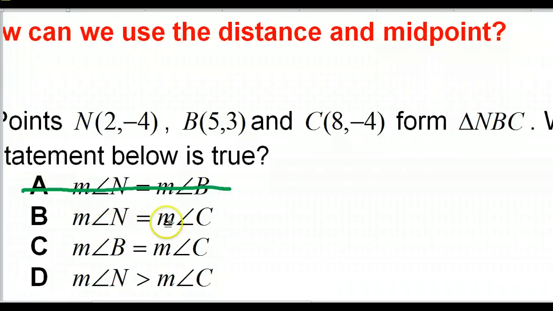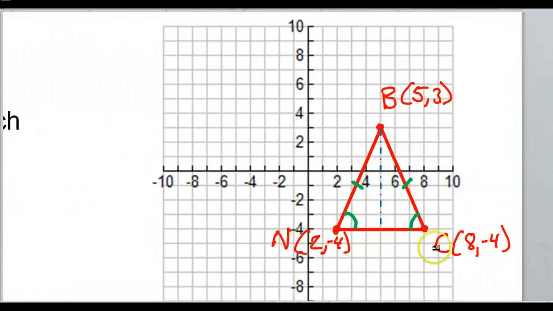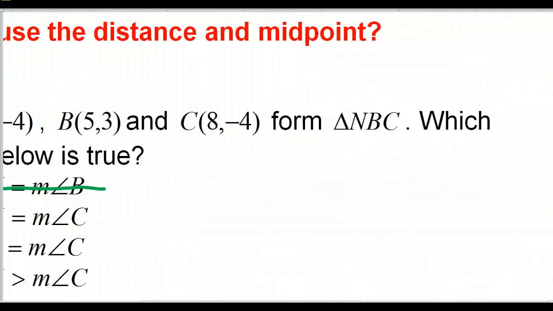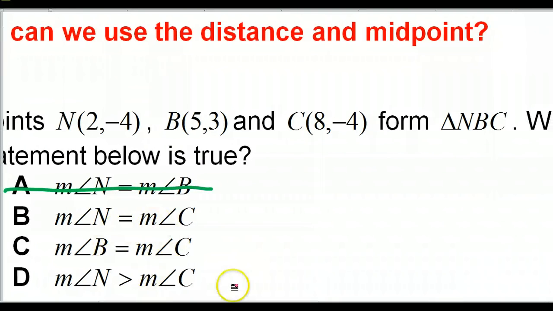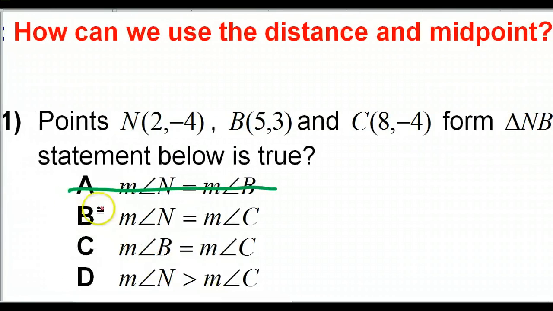The measure of angle N is equal to the measure of angle C. What's that now? Measure of angle N, measure of angle C. Ding, ding, ding. Those are the base angles of this isosceles triangle. So those are the same. So kabam, that is the answer to the question, B. Okay, the rest of these are going to be false.